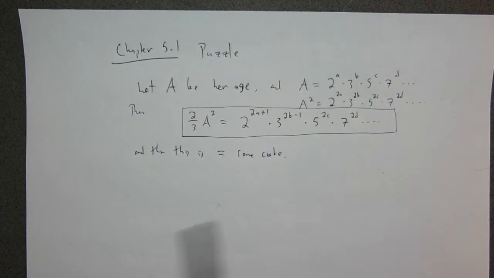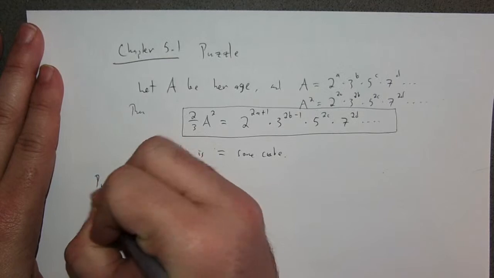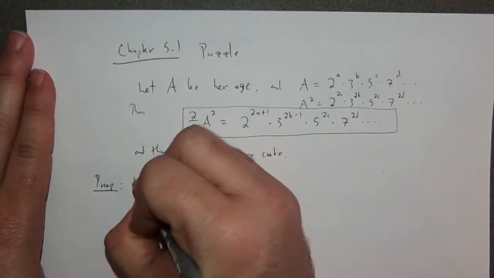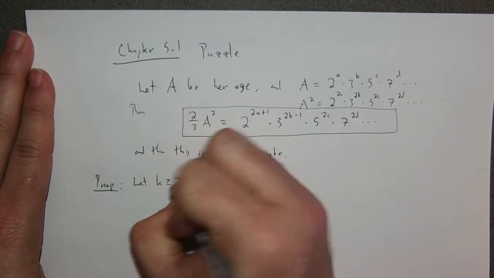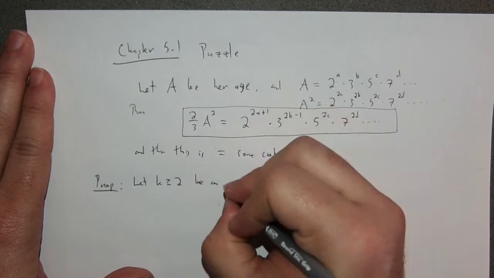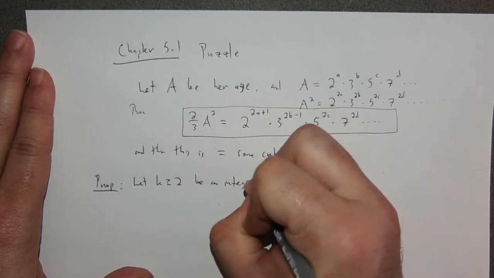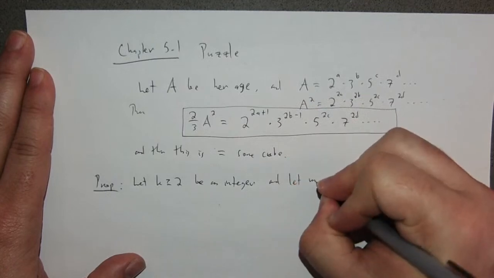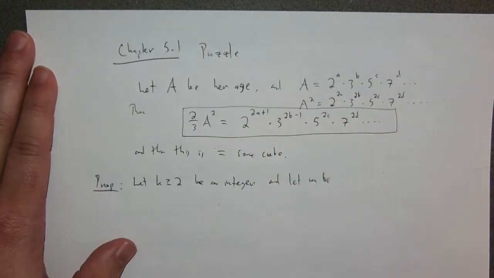Well, in order to see how this would help us, I need another fact. So a quick proposition is the following. Let k be an integer bigger than or equal to 2, and let m be a positive integer.